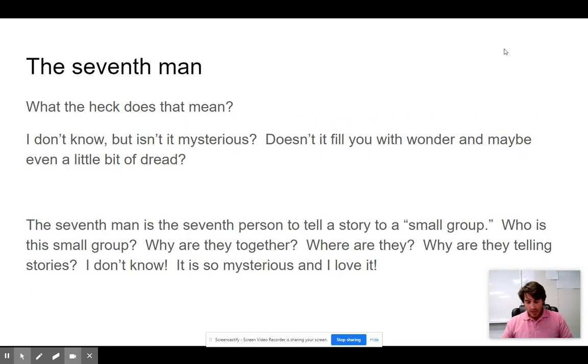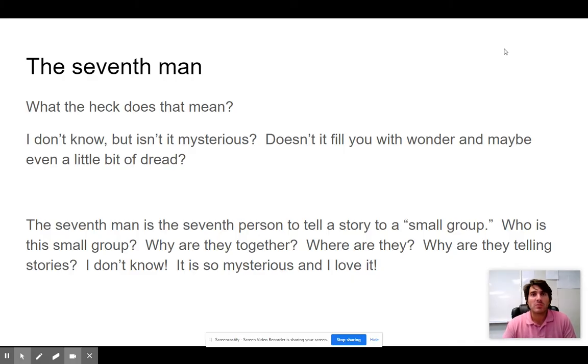All right. So as I've already said, who is the seventh man? What the heck does that mean? I don't know, but I find it very mysterious. Maybe even a little bit of dread, because there's this idea of the numbers, like what happened to the first 6 numbers, what comes after the 7th. And when you have questions like that, it makes you feel a little uncomfortable because we want answers to questions. When there are no answers, it makes us feel a little weird.